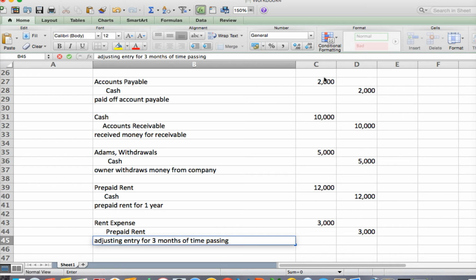So that's after 3 months has passed. We did the adjusting entry. We recognized $3,000 worth of expense. And if we looked at the T-chart of prepaid rent, it would now have a balance of $9,000 in it. And in terms of the basic accounting equation, we have an asset going down by $3,000, and we have an expense of $3,000. So again, an expense causes owner's equity to go down by that amount as well.